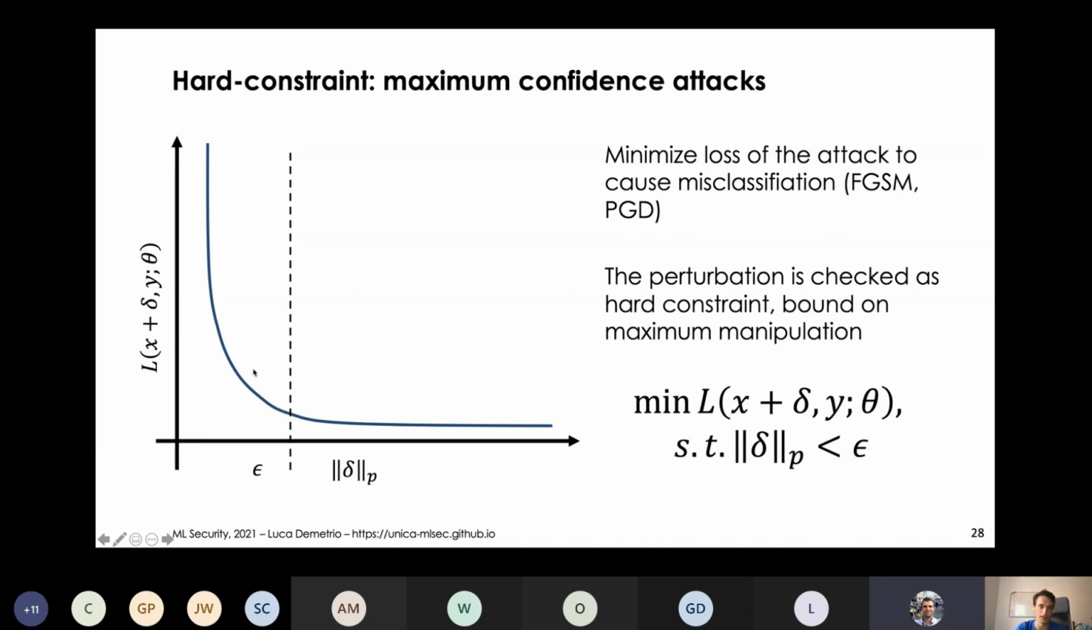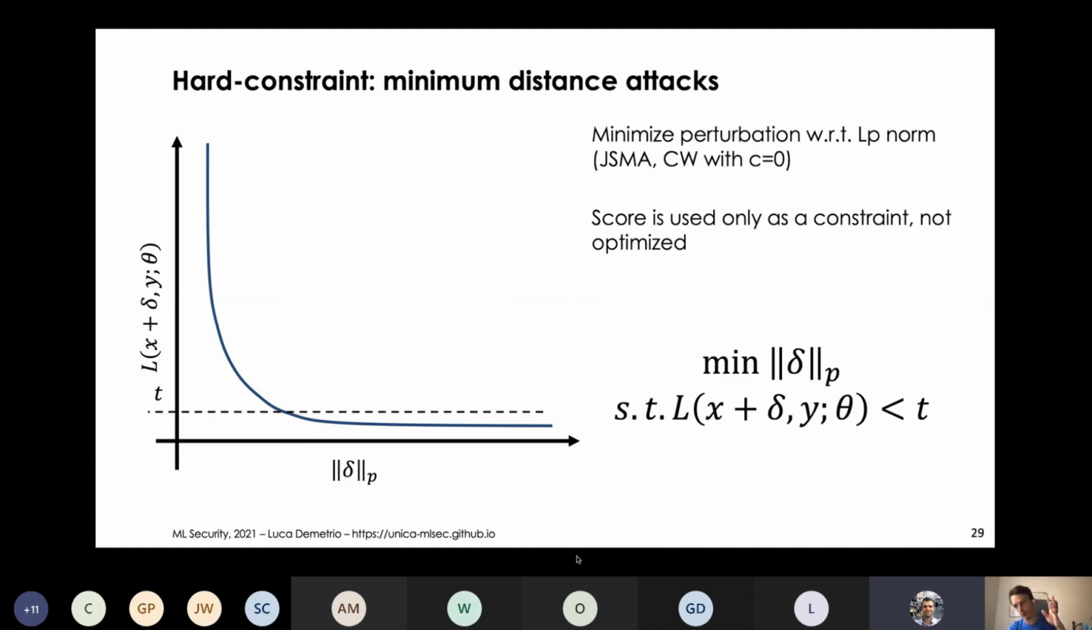And then you minimize basically on this side of the frontier. And this is basically what FGSM and PGD are, because they just put a giant box around your starting point, and they say, okay, you can't go further than this. So another thing you can do is say, no, I don't care about the loss. I just care about finding the minimal solution ever. So I do the so-called minimum distance attack.